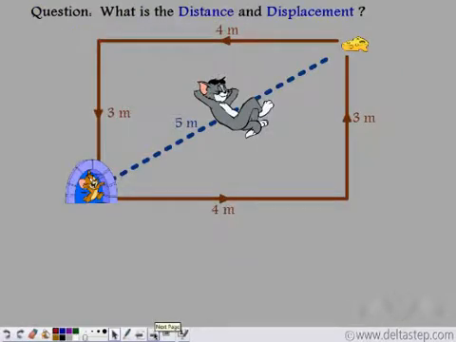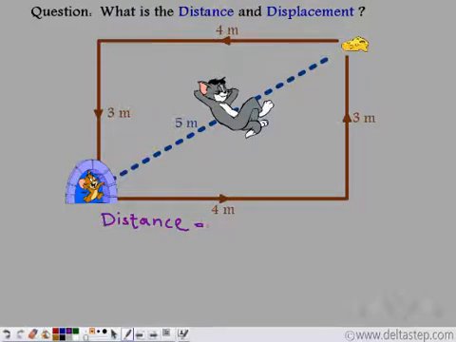So what is the distance and displacement? If Jerry starts from his home, follows this path and goes to the cheese, then he comes back via this path to his home. So what is the distance and displacement of Jerry for the entire journey? Well, we know distance is equal to the length of the path taken. So what is the length of the path taken?